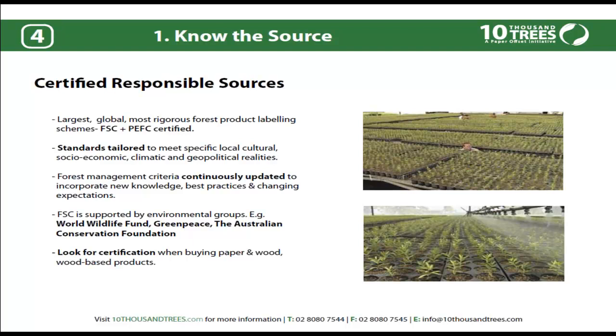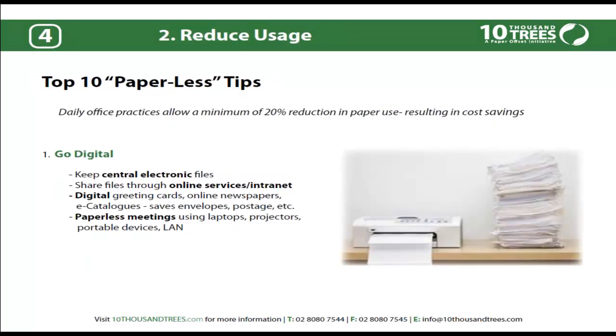The next part of the cycle is basically about using paper. Now, I'm going to focus mainly on the use of paper within the office environment. The first tip is about a central data system or central networking system where you can keep your files electronically. If you're sharing files online, then there's a limited need to print and send things on to other colleagues. If you're looking at greeting cards, newspapers, e-catalogs, going digital and sending it around does save a lot of impact, especially if you talk about sending these cards interstate or overseas.